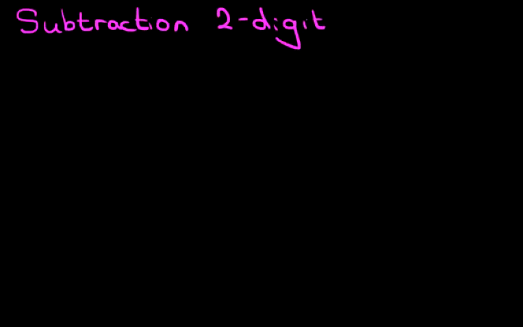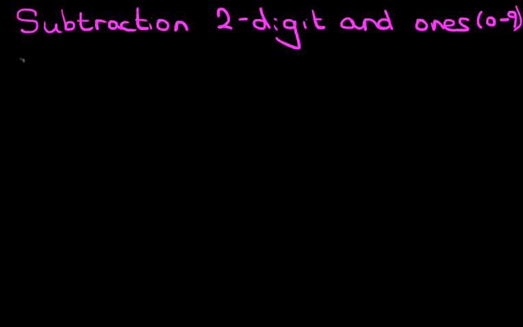Hello and welcome to the tutorial on subtraction of two-digit numbers and ones. And what we mean by ones is any number from 0 to 9. In fact, this is the same as subtracting two-digit numbers and one-digit numbers. We're going to do this using the vertical format.